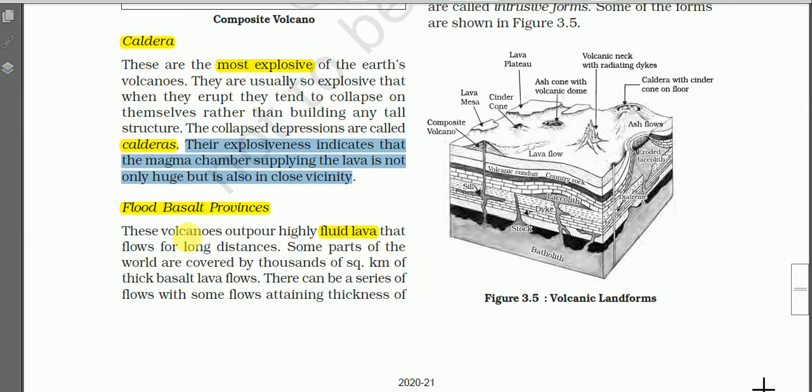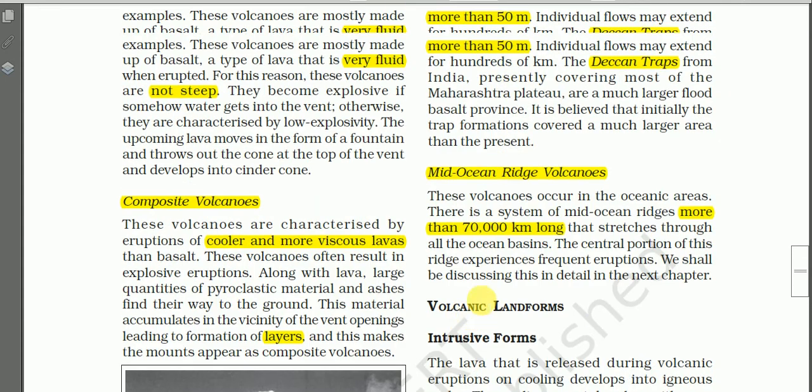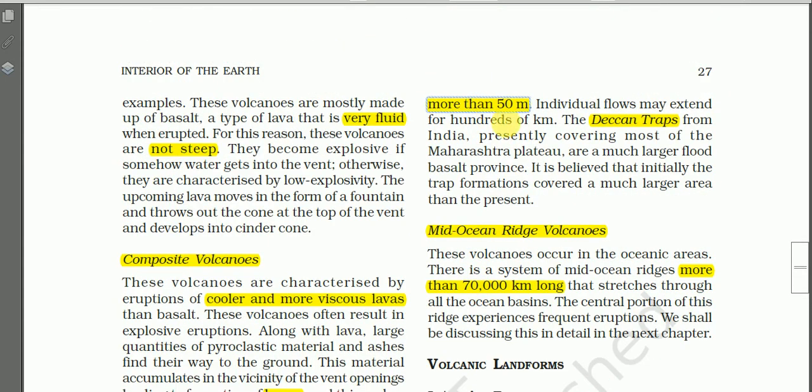And next we have the flood basalt province, and these volcanoes outpour highly fluid lava, very fluid, that flows for long distances. Some parts of the world are covered by thousands of kilometers of this thick basalt flow, and there can be a series of flows, with some flows attaining a thickness of more than 50 kilometers.